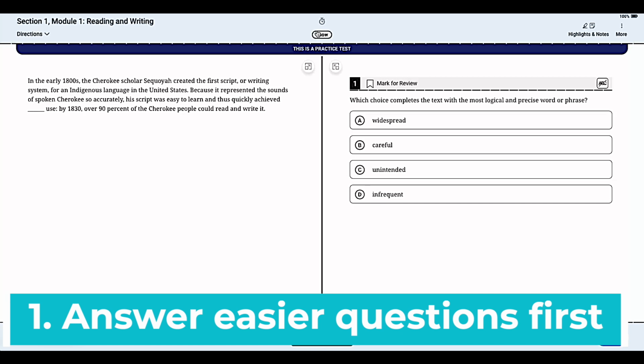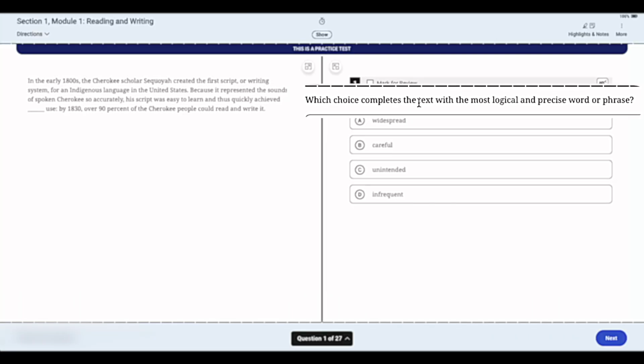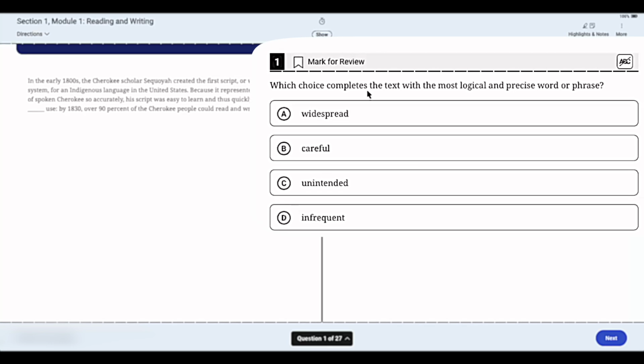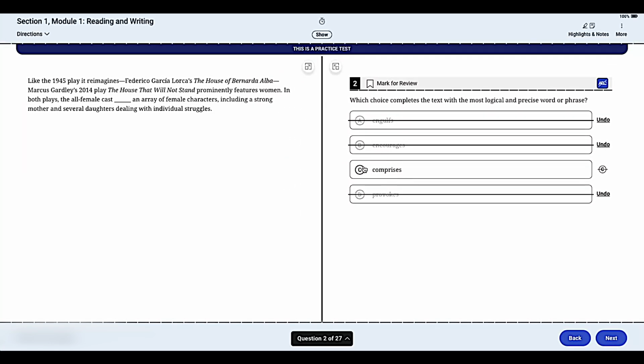Now, this is going to vary from person to person, but in general, I would say that words in context questions are going to go pretty quick. Either you know them or you don't. If you're not familiar with one or two of the words, you're going to want to mark for review and move on. And if you are familiar with the words, you can go ahead and eliminate answers until you get the correct one, or just choose the correct one if you see it pop out.